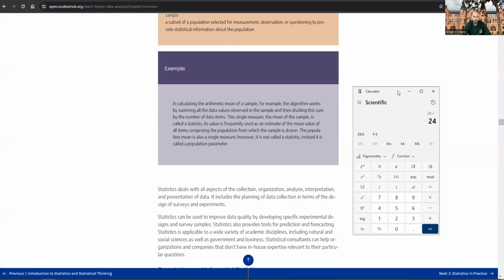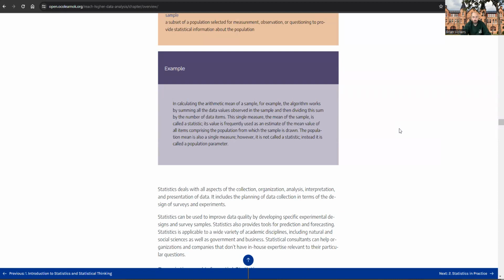So you've got 1, 2, 3, 4, 5, 6, 7, 8, 9, and 10. We divide that number by 10 because there's 10 values, and the average age of that moviegoer for this movie is 28.7 years old. So that's the arithmetic mean or average of your sample.